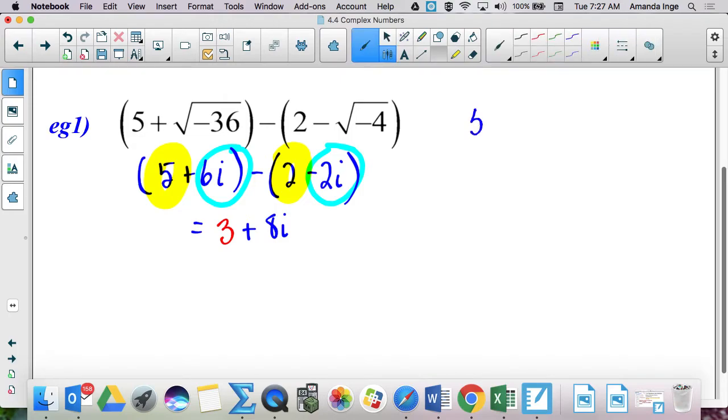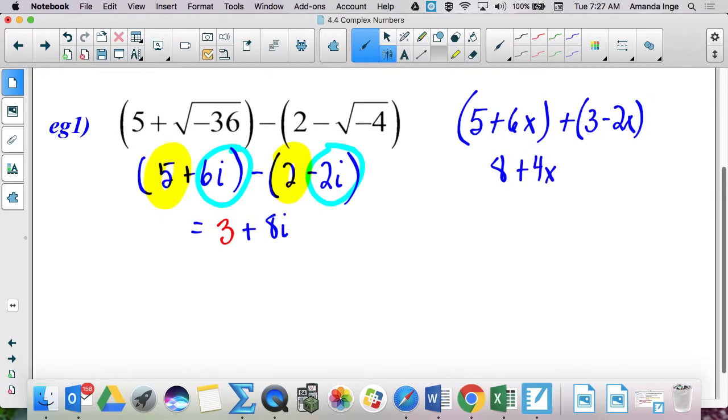So just like a problem if we had 5 plus 6x plus 3 minus 2x, we would add the parts that are alike and get 8 plus 4x. So that's what we're doing here. We're adding the real parts together, and then we're adding the imaginary parts together to get our answer.